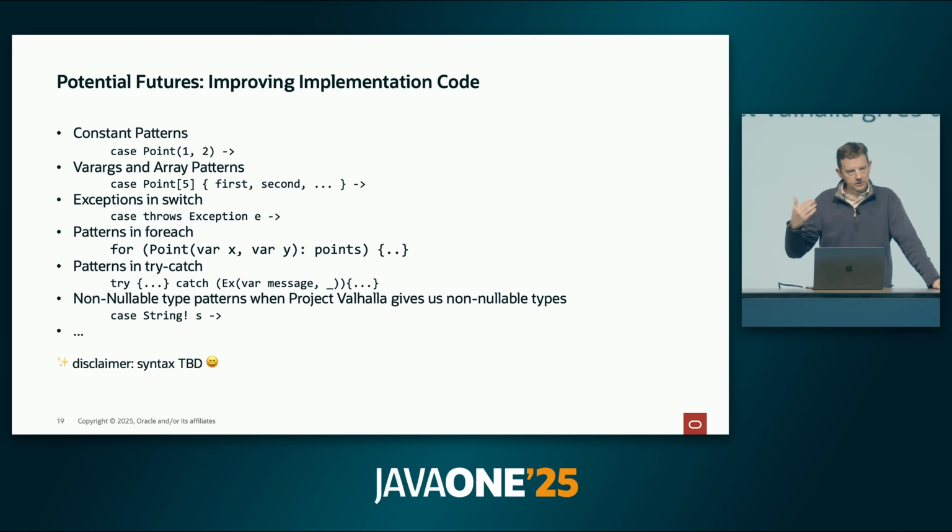And Brian, in the last talk, mentioned how Valhalla is working on non-nullable types. And if we have those, patterns could use those to give finer grained control over nulls. This is all speculative future things, but we're working on them.